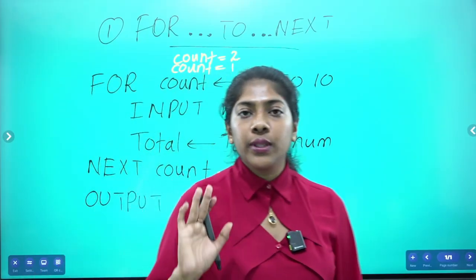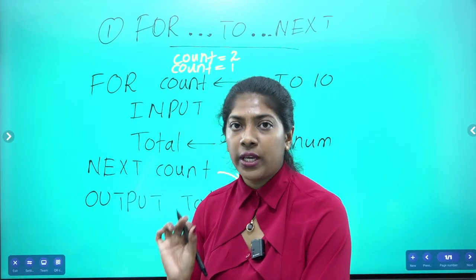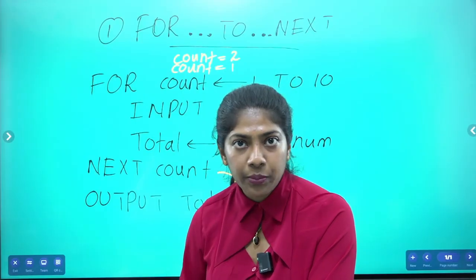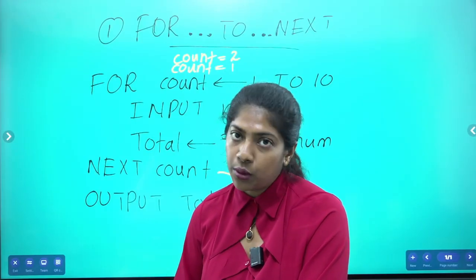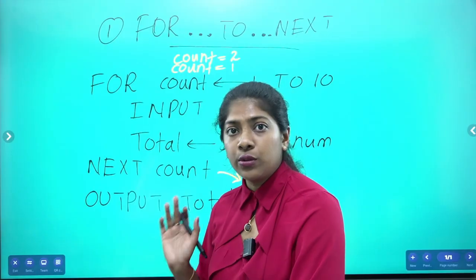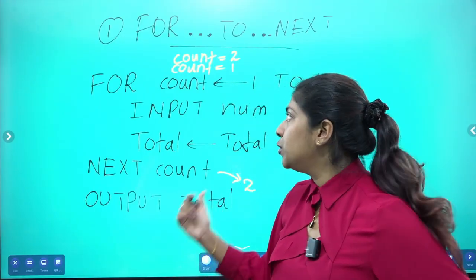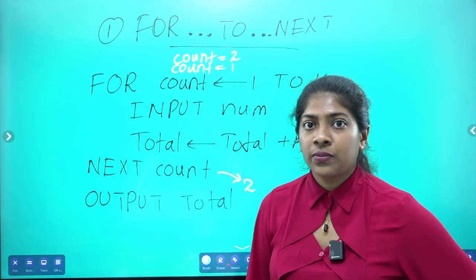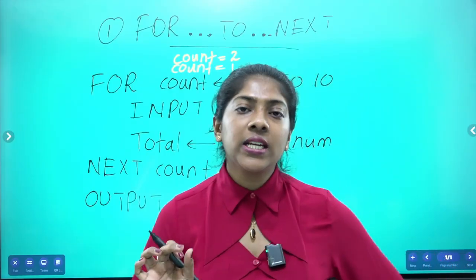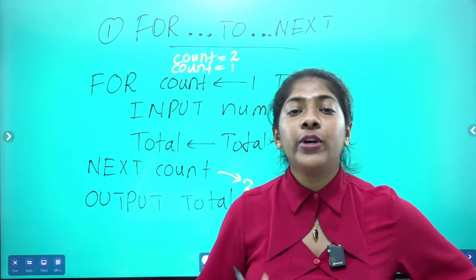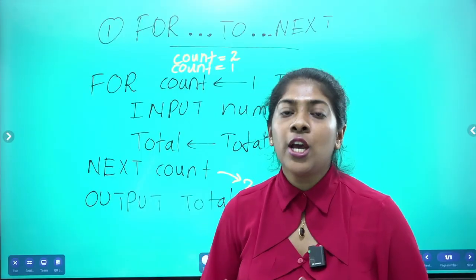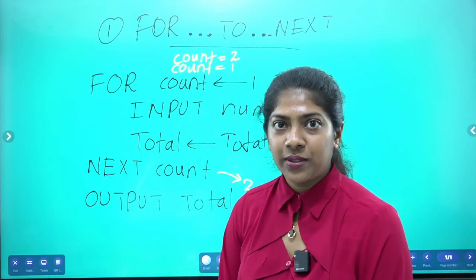So this one we can use when we know how many iterations should occur. When we don't know the number of iterations, we are not able to use this for loop. Understood? This is the basic idea of a for loop. When you know the number of iterations, you can use this for loop.